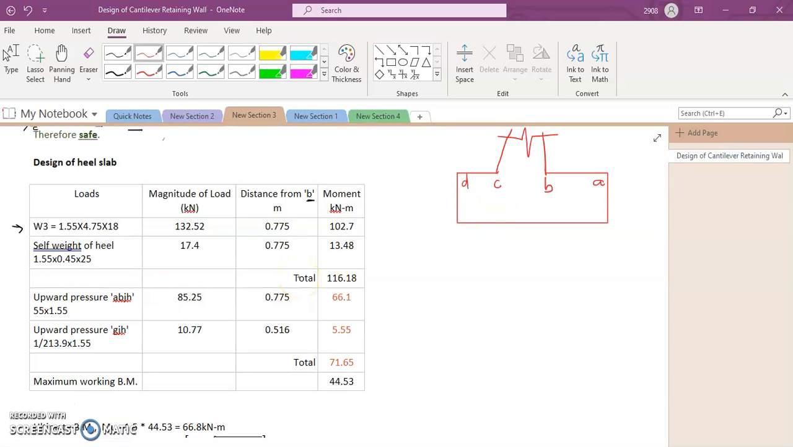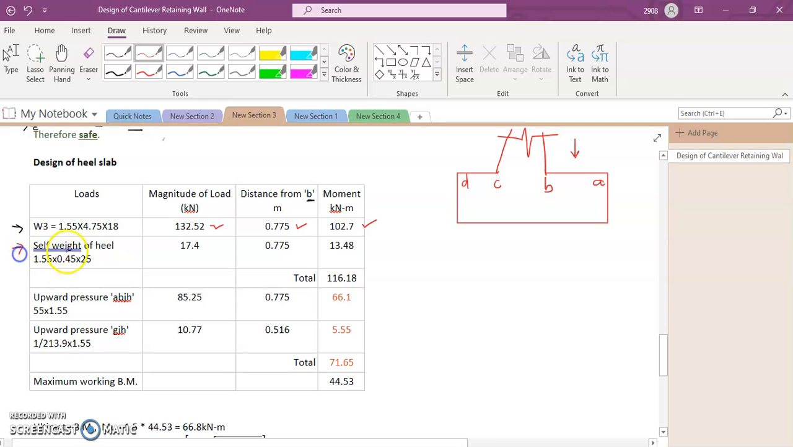So 132.52 is the weight due to the soil, and it's a rectangle with a width of 1.55, and the distance from B will be half of 1.55, which is 0.775. So the moment is 132.52 multiplied by 0.775, which is 102.7 kilonewton meter.